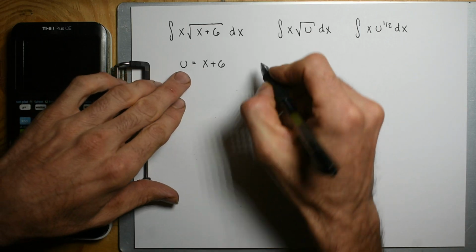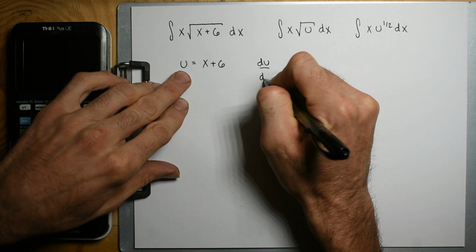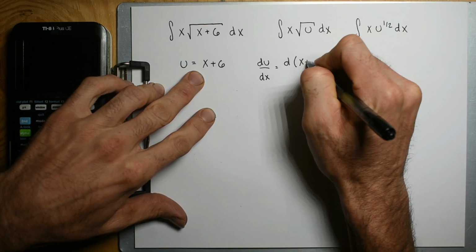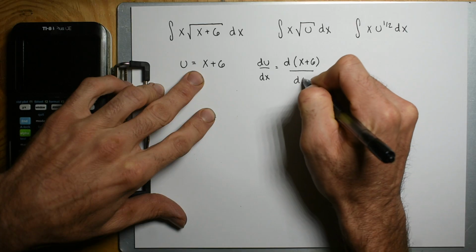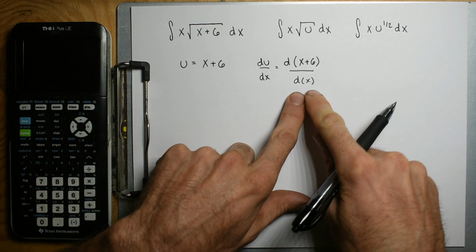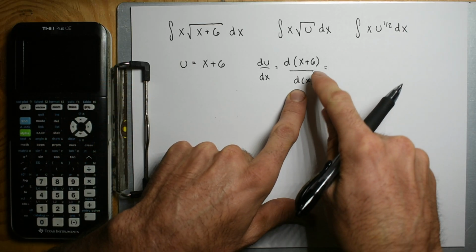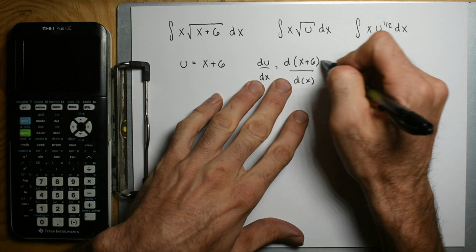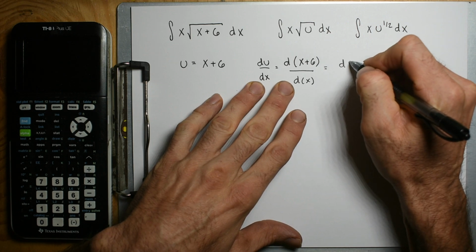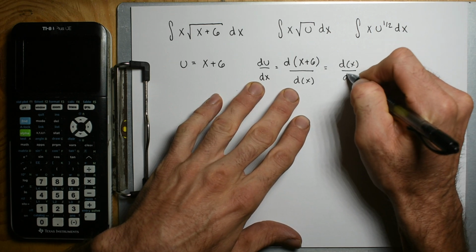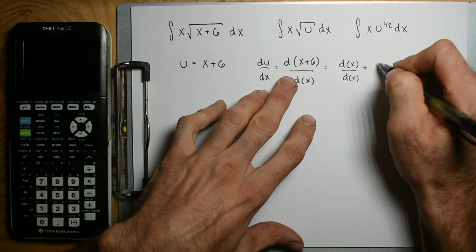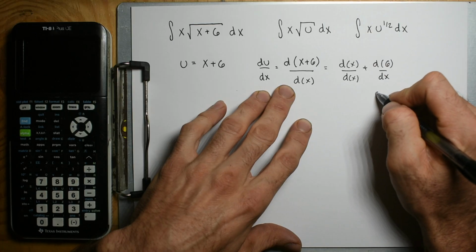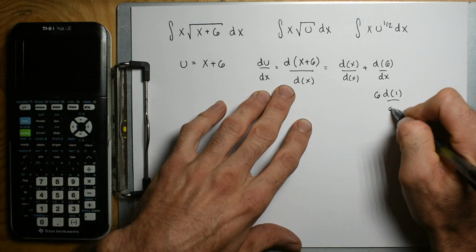But we're still going to take the derivative of u with respect to x. I like to use lots of parentheses, so I'm going to take the derivative of x plus 6 with respect to x. It helps me out a little bit. The rules of derivatives are, if you have a plus or minus, this is the derivative of x dx plus the derivative of 6 dx. And even this, you can use the constant rule. This is 6 times the derivative of 1 dx.